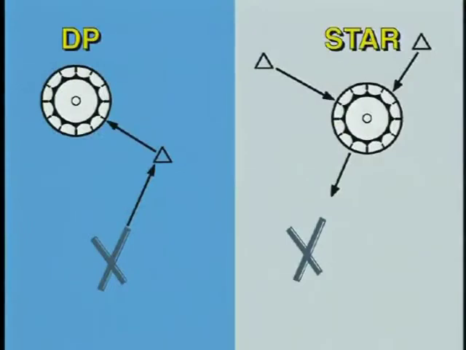Standard terminal arrival routes, or STARs, use similar charting conventions as departure procedures. Unlike departure procedures, which help you navigate from an airport to the en route structure, STARs take you from the en route structure down to the vicinity of an airport. They terminate at a fix or nav aid from which you can begin an instrument approach procedure, or at a position where ATC can vector you for an approach.